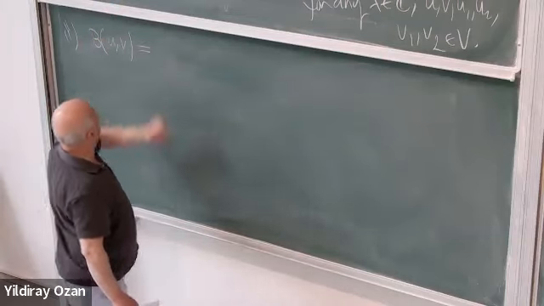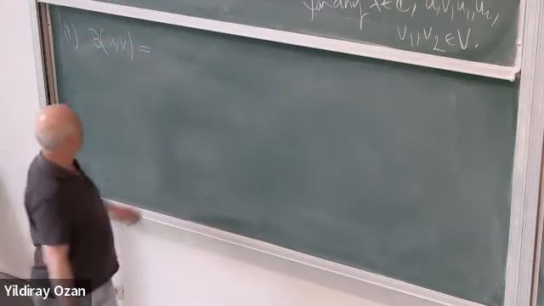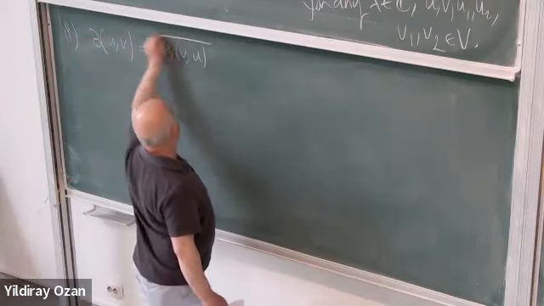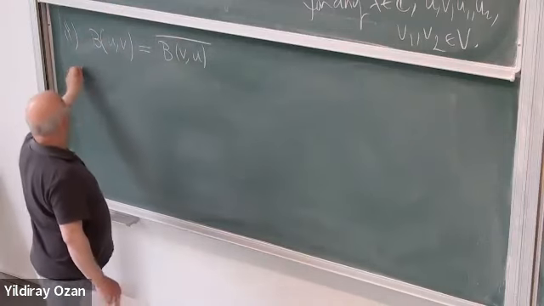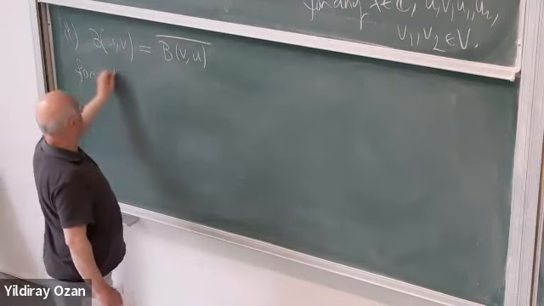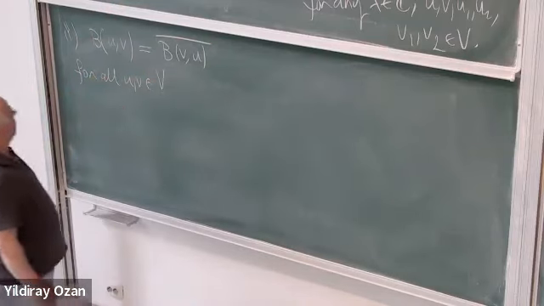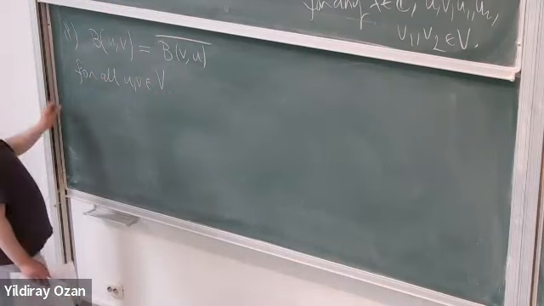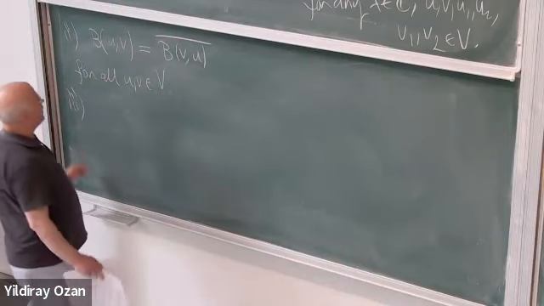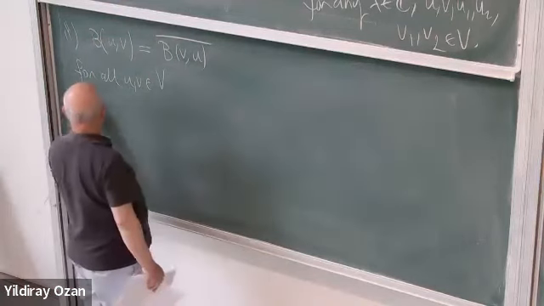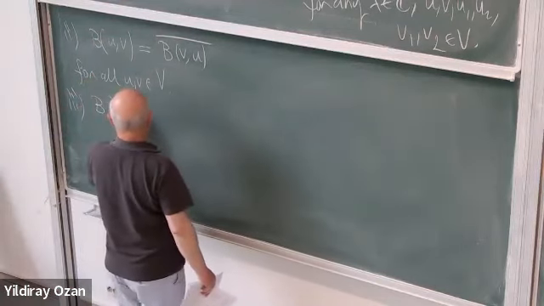The inner product of V and U is the inner product of U and V conjugate for all U, V in the space. And it is again non-degenerate. B is non-degenerate.